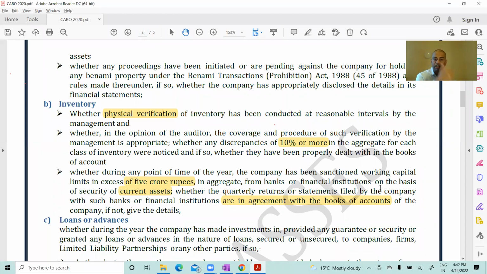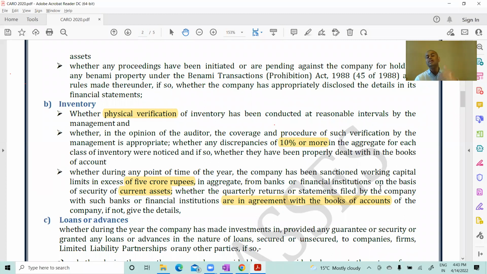New point, star mark. About property, plant and equipment. First point, everything is copy paste of the old one with 2 new points. What are the 2 new points? If the company has revalued any of the property, plant and equipment under the revaluation model, and the increase or decrease in the value is more than 10% of the asset balance, 10% is considered to be the materiality level here. The auditor has to mention that the company revalued and these are the details.